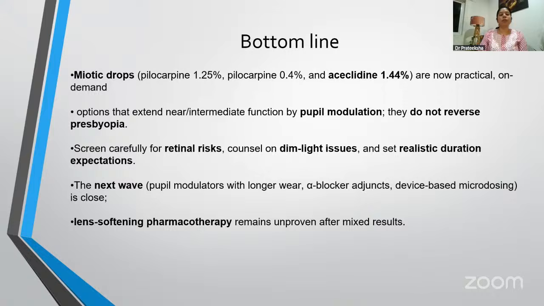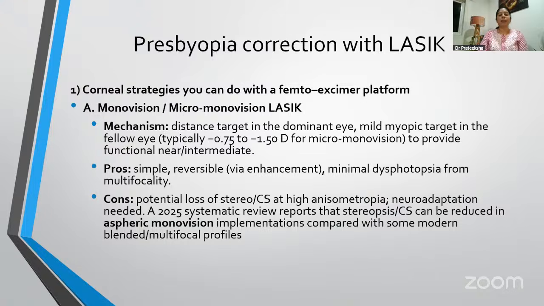The next wave, with pupil modulators with longer wear, alpha blocker adjuncts, and device-based microdosing, is close. Lens-softening pharmacotherapy remains unproven after mixed results. Presbyopia correction with LASIK: corneal strategies you can do with a femtosecond excimer laser.